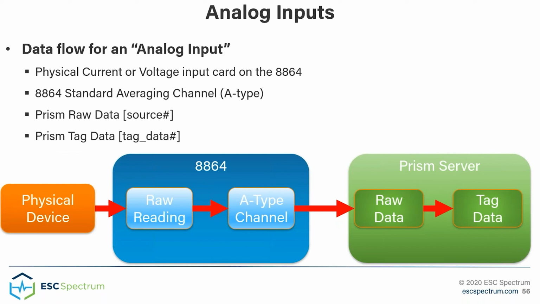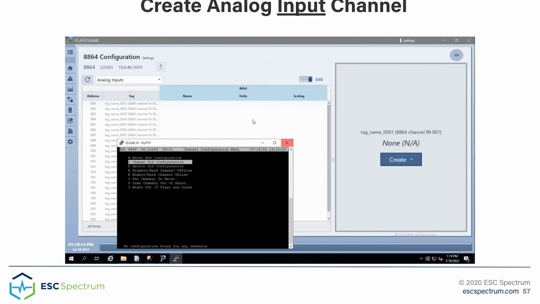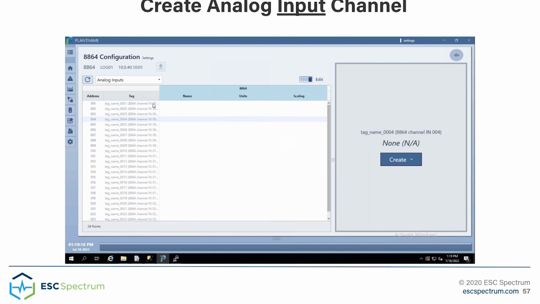The data flow for an analog input is you have some physical device that's being read into the 8864 as a raw reading, which then has an associated A-type channel, the standard averaging channel. And then Prism pulls that data in, and that ends up in your source tables, and then that gets rolled up into your tag data. So Prism needs to be able to configure all that stuff in the 8864 box. And so it looks like this.